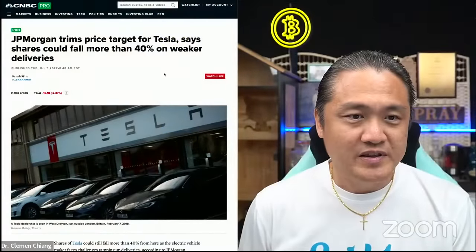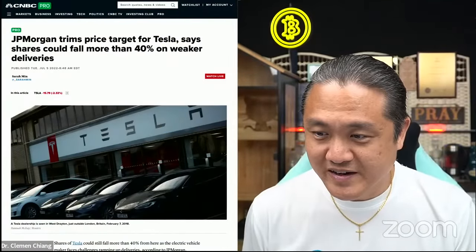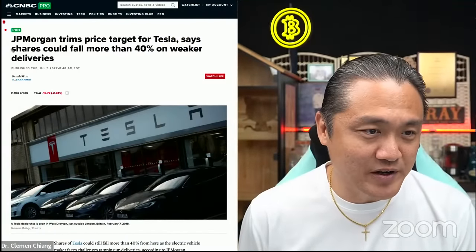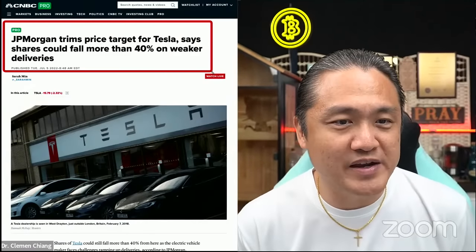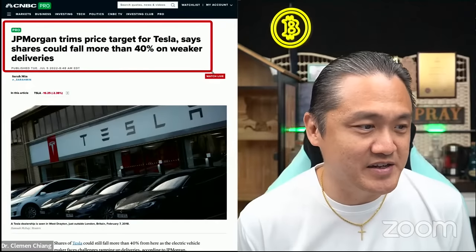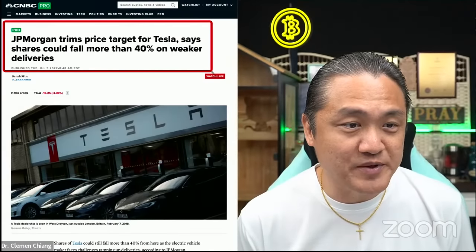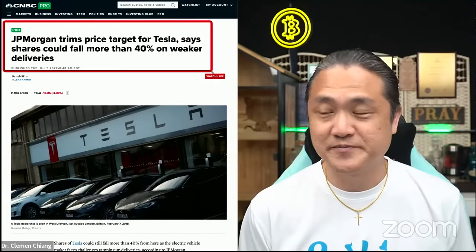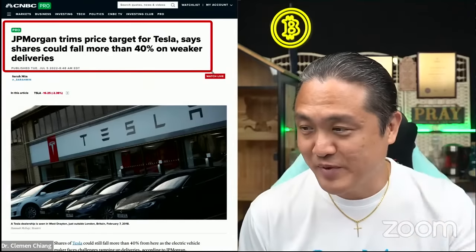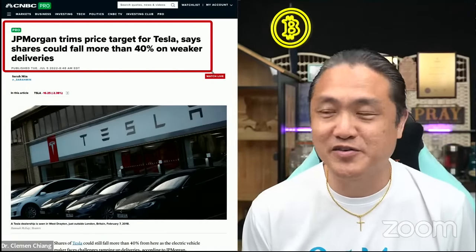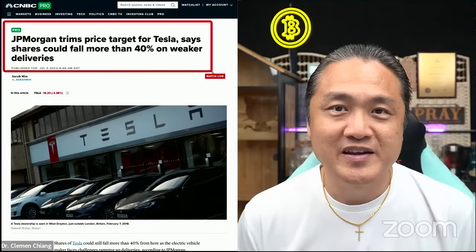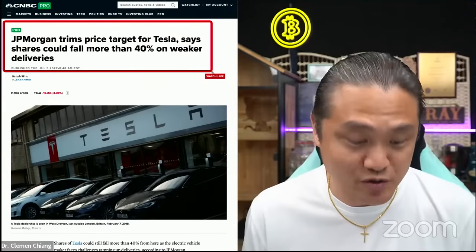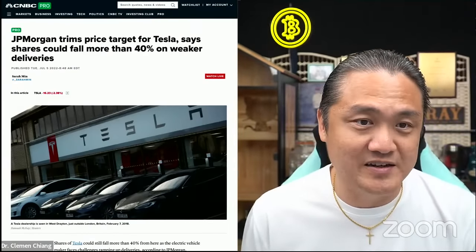Straight off, the first guy is called JPMorgan. JPMorgan trims price target for Tesla, saying that the shares could fall more than 40% on weaker deliveries. I mean, more than 40%, you might as well just say 50%, all right? So let's take it at about 650 divided by 2, 325. He's telling everybody it's going to drop to $325 for Tesla.